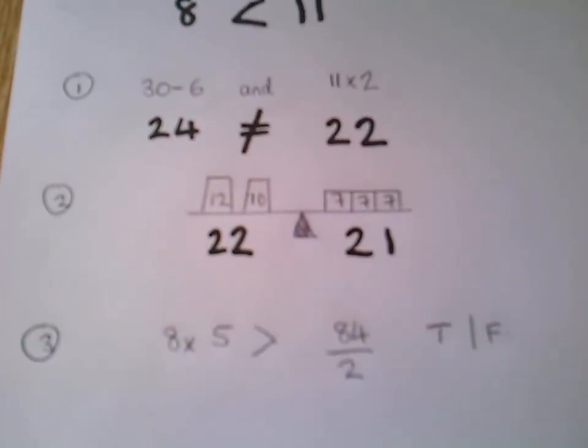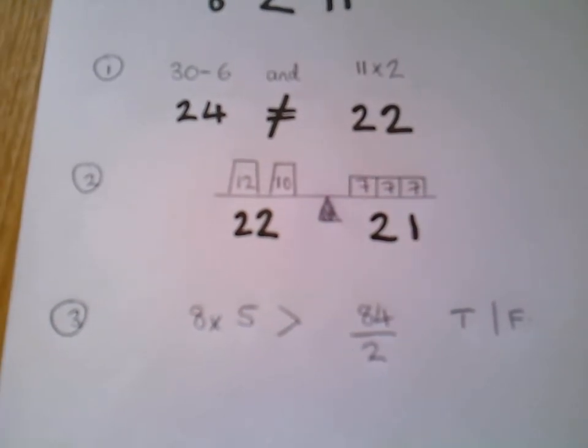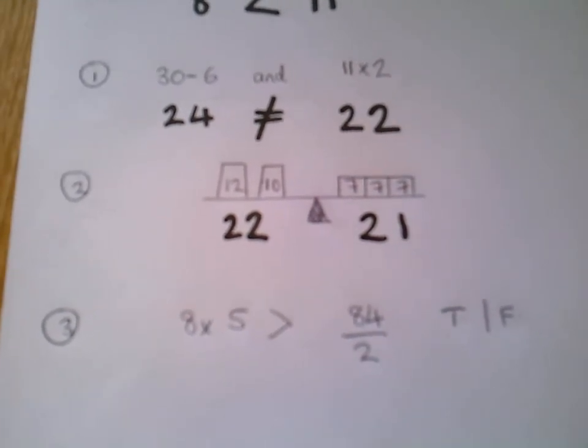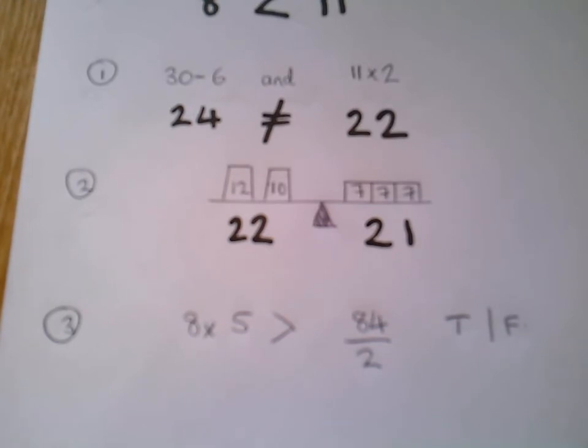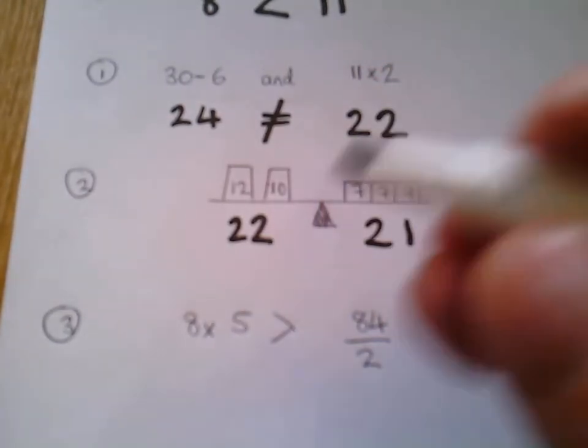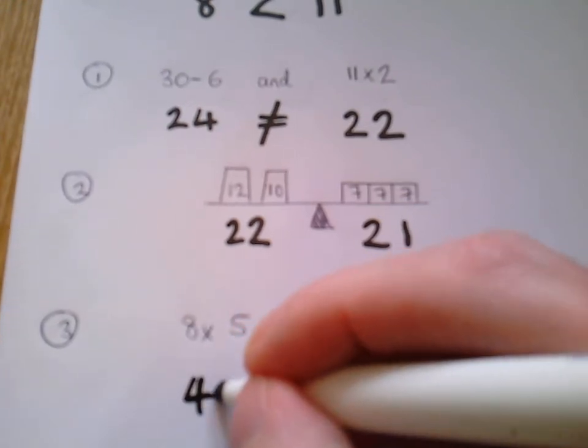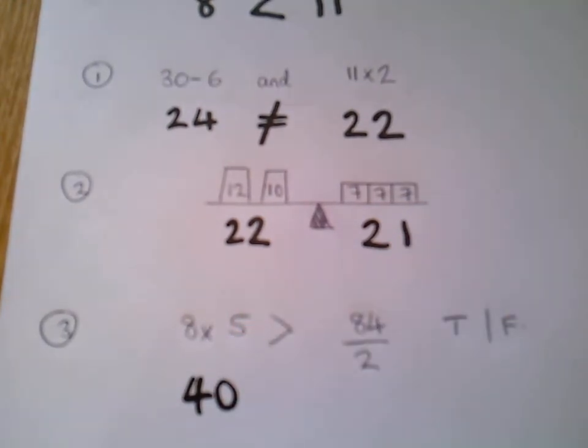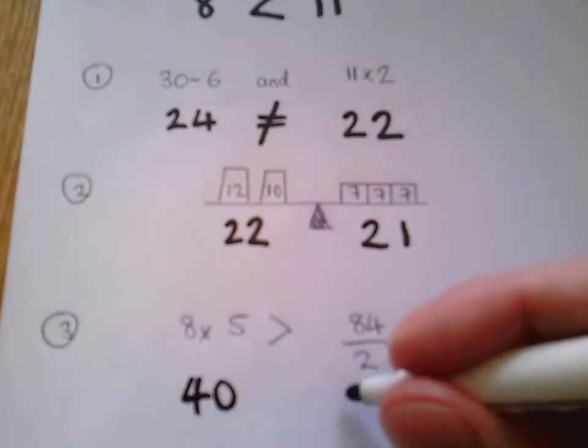Number 3 asks me about true and false, so I have to work out the left hand side and the right hand side using the inequality, so the bigger than or less than sign, and say if the statement is true or false. So what we're going to do here, we've got 8 times 5 on the left. 8 times 5 is 40, so 40, and on the right hand side I've got 84 divided by 2, so half of 84, and that is 42.